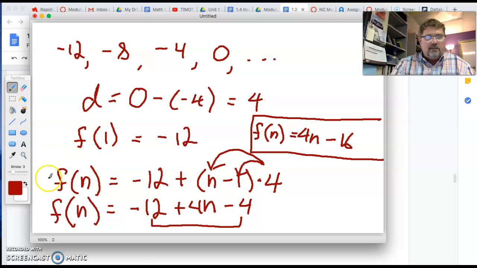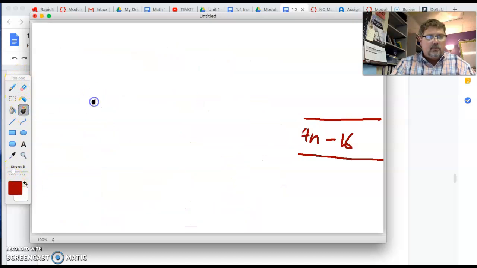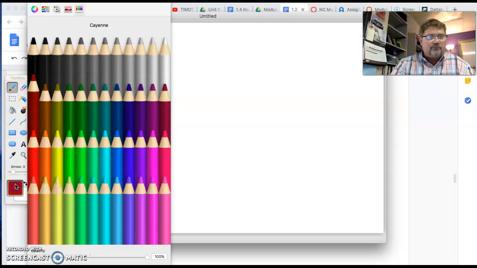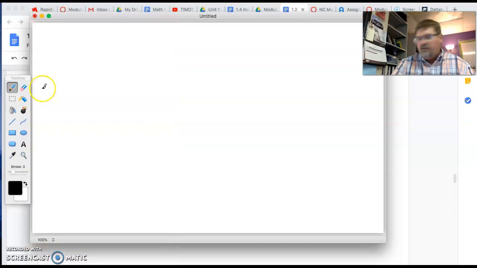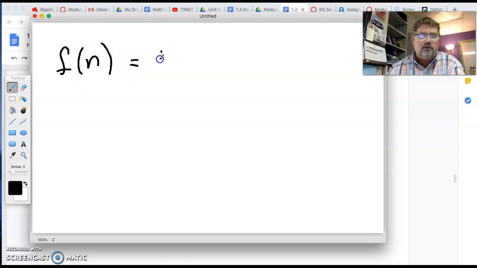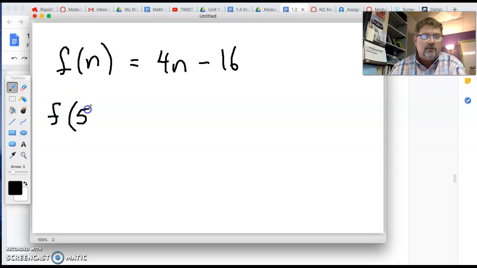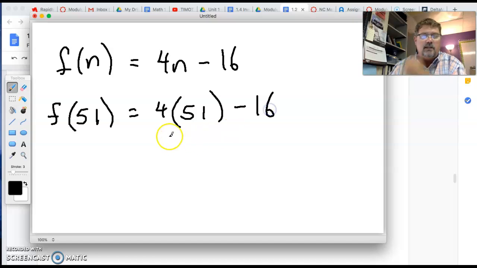And let's see, let's clear this out and go to work on this thing. It says, find the 51st term. So, 51st term looks like this. Let's write our formula again. F of n is 4n minus 16. To find the 51st term, we plug in 51 for n. So we're going to find f of 51, which is 4 times 51 minus 16. Notice I'm using that function notation that we talked about, right?